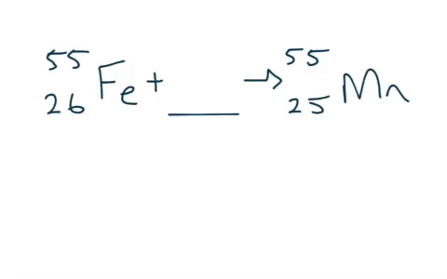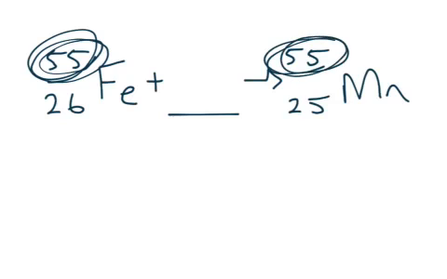So if we analyze this question and we're trying to fill in this blank, okay, what I'm going to look at first is the mass. This iron, the parent nucleus, has a mass of 55, and the daughter nucleus also has a mass of 55. So that means whatever this substance is that I'm adding to my iron must have a mass of 0, because it hasn't affected the daughter nucleus at all.